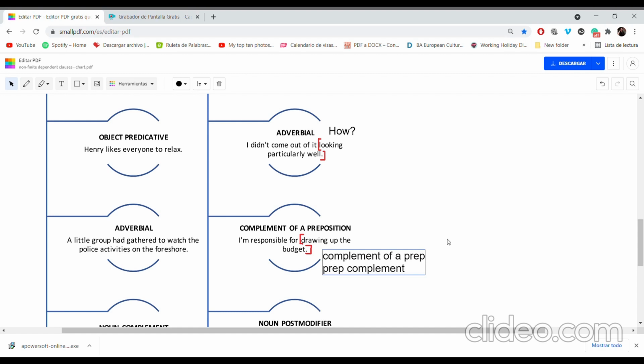I think I forgot to place all the previous analysis. Every time you need to analyze finite and non-finite dependent clauses, the first thing you may write is the first category, non-finite dependent clause. In this case, the following category is ing clause, and then the syntactic role in here, right? I'm writing it down, but it's not necessary. I will understand that you know this is the syntactic role: complement of a preposition, or you may also say prepositional complement.